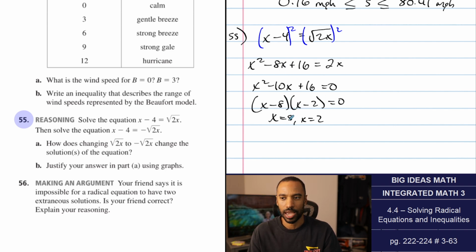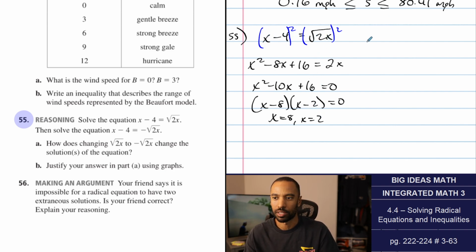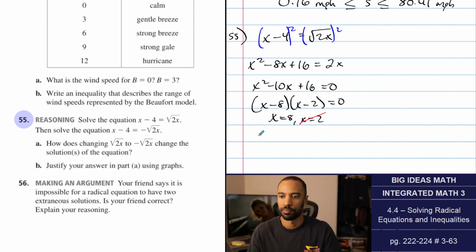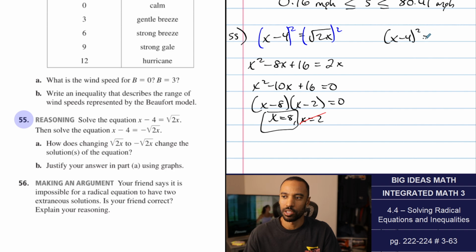Now, when you double check this for extraneous solutions, 8 will end up working. You get 4 equals square root of 16, which is 4. 2 does not work. This will be extraneous. So this is the first one. Now, the second one, check this out. We got x minus 4 quantity squared equals negative, the 2x there.